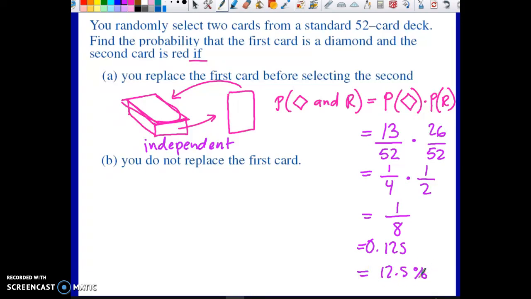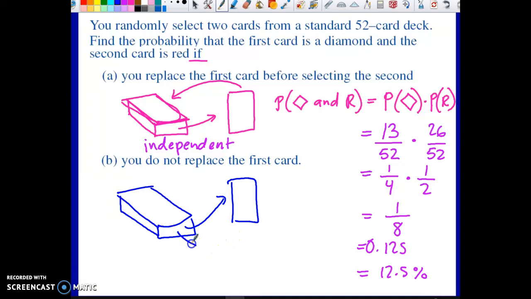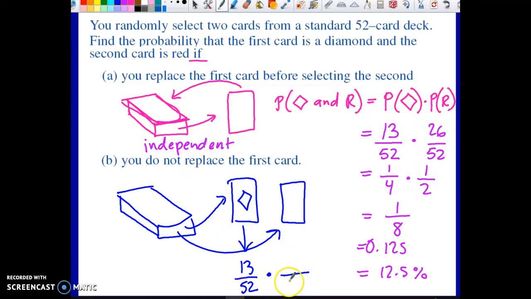But now let's say that you don't put the cards back. Let's say that you have the same deck of cards, and you perform the experiment, but I take 1 card out, like this, and then I take another card out, second card out. Well, in the first card, my chance of getting a diamond was still 13 out of 52, right? So if I got a diamond the first time, that's 13 out of 52. Now, if I take that diamond and keep it out, how many cards are left in the deck?